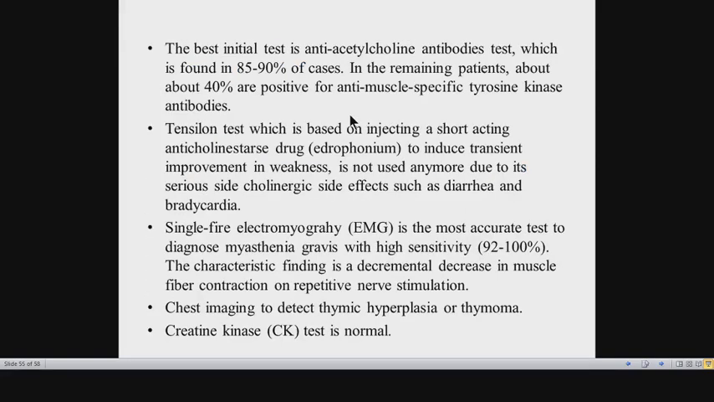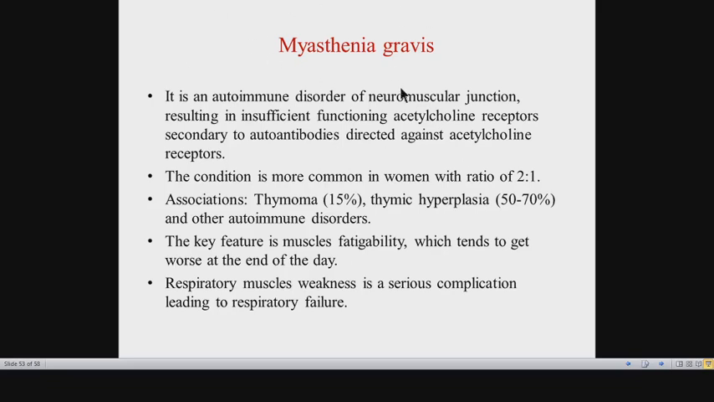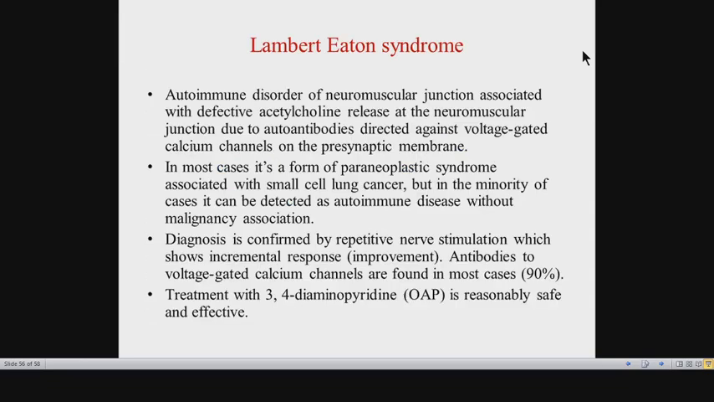Another important point I would like to mention regarding a clinical or physical finding in myasthenia gravis: although it's associated with lower motor neuron weakness, there is no hyporeflexia. This is a characteristic point. في myasthenia gravis الـ reflexes بيكون intact، ما بيكون في hyporeflexia, although the weakness is lower motor neuron type of weakness.